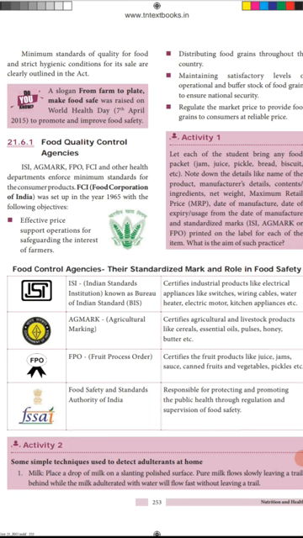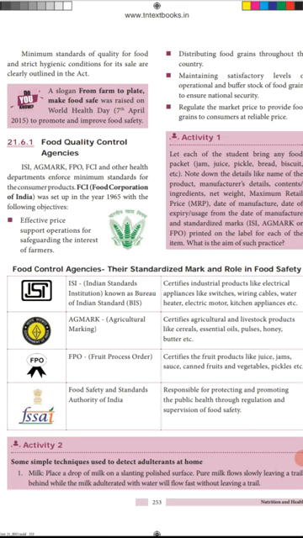So what are these? ISI, Indian Standard Institution. ISI is used for electrical appliances. Agmark is used for agriculture marketing. FPO is for the Fruit Products Order. And then FSSAI, Food Safety and Standards Authority of India.